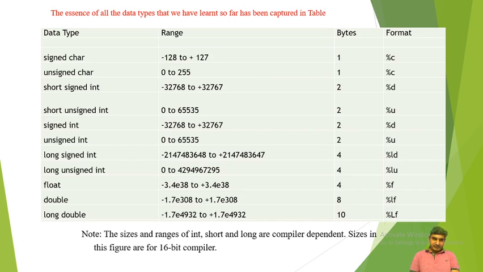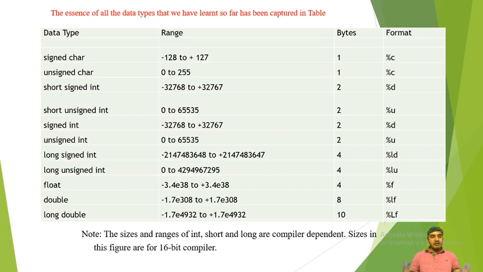Now floats, the range is minus 3.4e raised to 38 to plus 3.4e raised to 38. It is of 4 bytes and we use %f for the format.